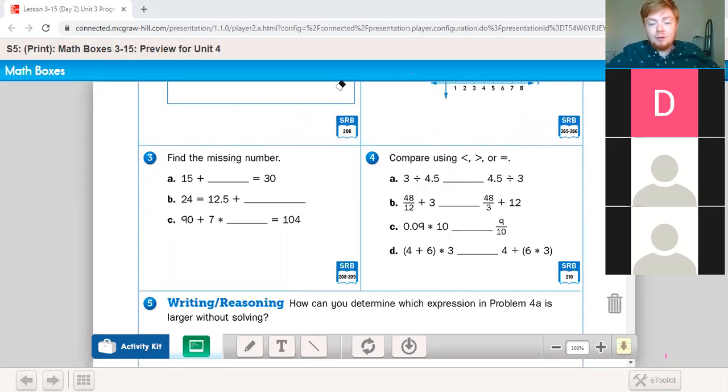Okay? All right. Guys, we only have these 3 and then we're done, okay? So let's try and at least finish these 3 so we can be done. All right. Now, hopefully we were listening to what I said for A, because B says 48 over 12 plus 3, 48 over 3 plus 12. Do we know if this is greater than, equal to, or less than, sorry.